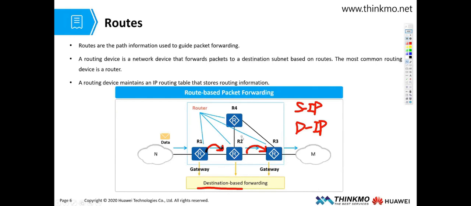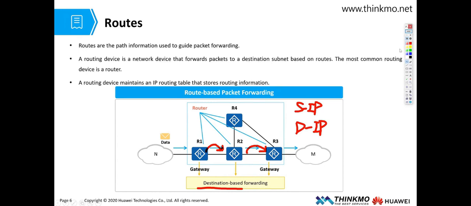That is to say, forwarding is based on our destination, and these intermediate devices select the optimal forwarding path from their own routing tables. The routing entries include our outgoing interface and the next hop. These are used to forward our IP packets to the corresponding next device.